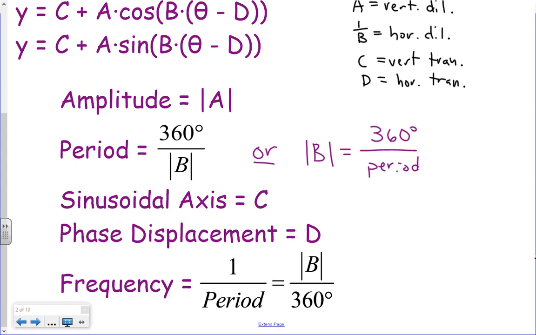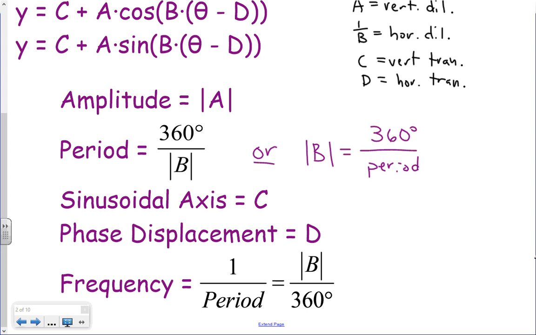And one last one that we should talk about here is the frequency. It turns out that the frequency and the period are reciprocals of each other. They're inverses. The frequency is equal to 1 divided by your period, or that's another way of saying that your frequency is the absolute value of b divided by 360. Just taking what we have from up above and reciprocating that, you can write that frequency is the absolute value of b over 360.